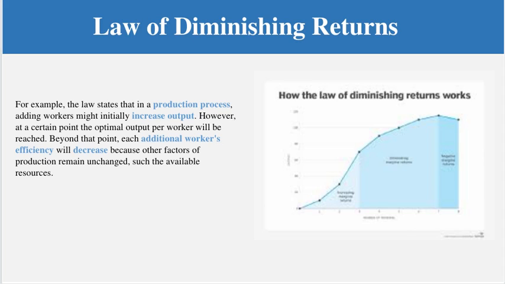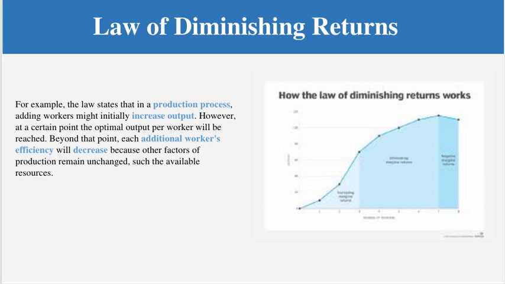Adding workers might increase the output. However, at some certain point, the optimal output per worker will be reached. Beyond that point, each additional worker's efficiency will decrease because other factors of production remain unchanged. Such is an example of the law of diminishing returns.